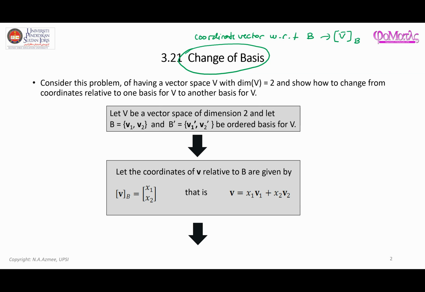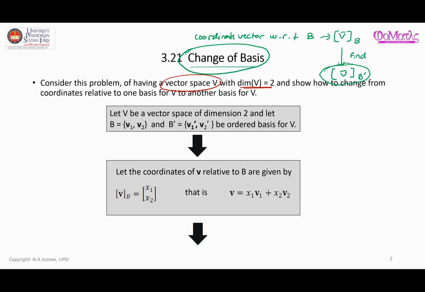Now let's say you have this result here and you would like to find what this coordinate vector is with respect to another basis. So we call it B prime. B prime is another basis in that same vector space, and you are looking to find the coordinate vector with respect to this new basis, and hence the title of this slide is the change of basis. To start off our discussion, we are going to consider a simple problem of having a vector space with only dimension 2.